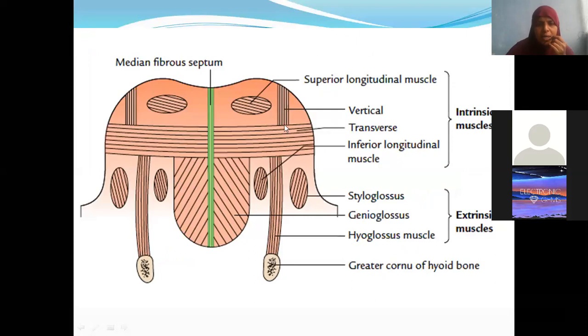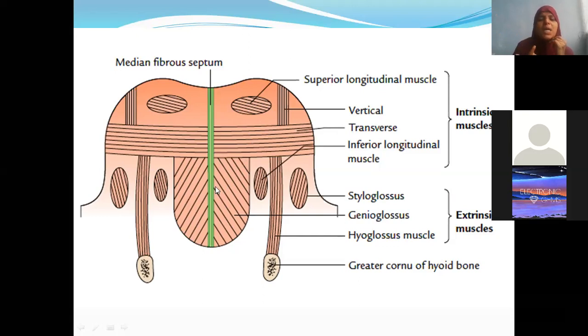So you are finding certain muscles running in a vertical direction. Okay, so that is the vertical group. Then certain muscles are running in a transverse direction. These are the transverse group of intrinsic muscles. Then we have certain bundles like the superior longitudinal muscle. We also have the inferior longitudinal muscle. So these are the four sets of intrinsic muscles.